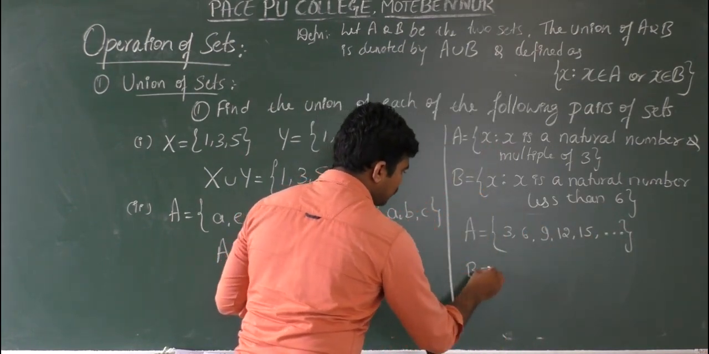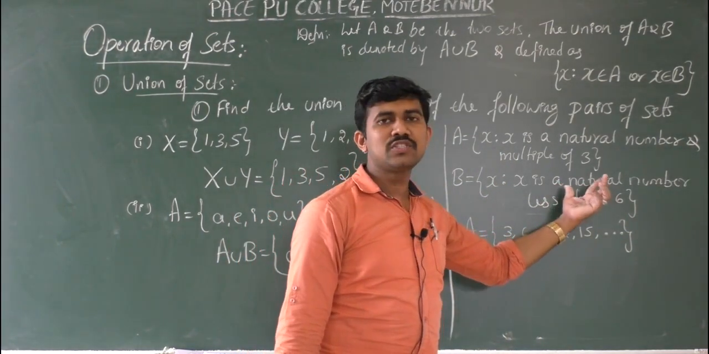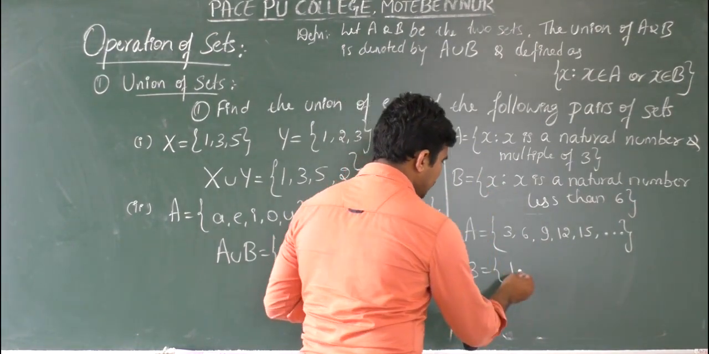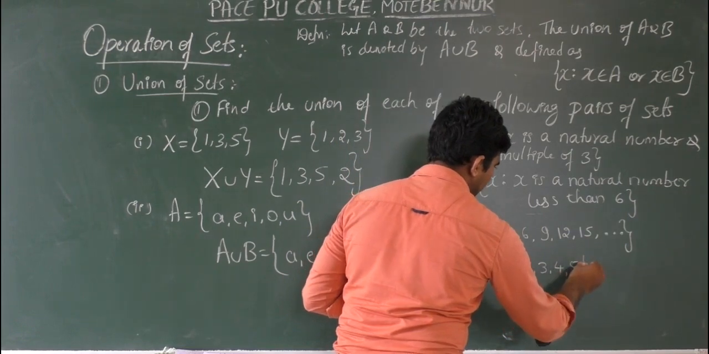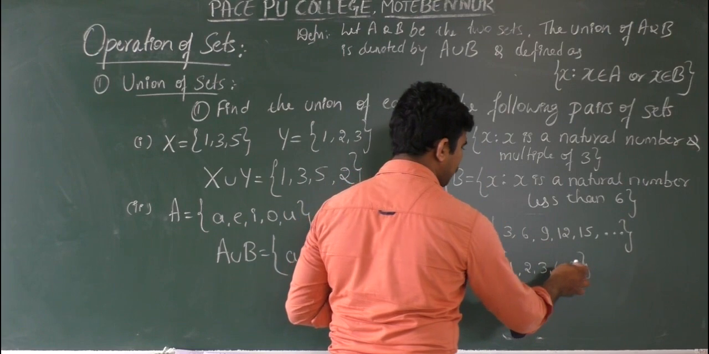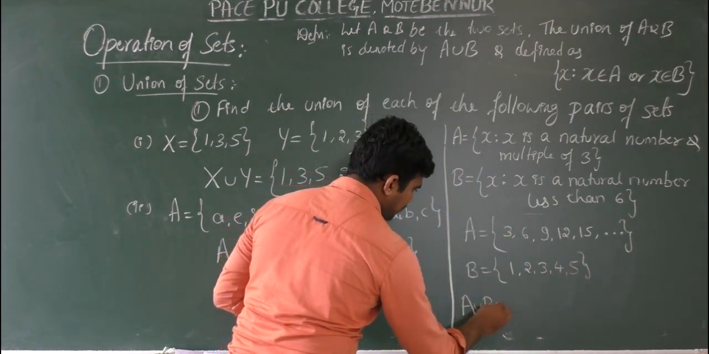And B is equal to the set of all X such that X is a natural number less than 6. Okay, that is 1, 2, 3, 4, 5. The natural numbers less than 6: 1, 2, 3, 4, 5. Now write A union B.